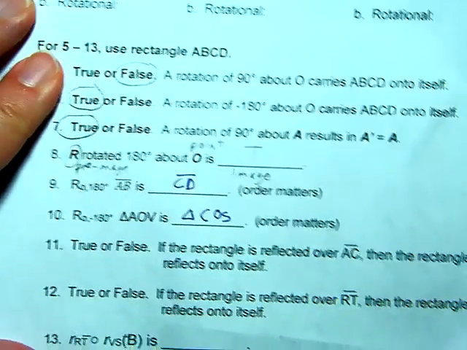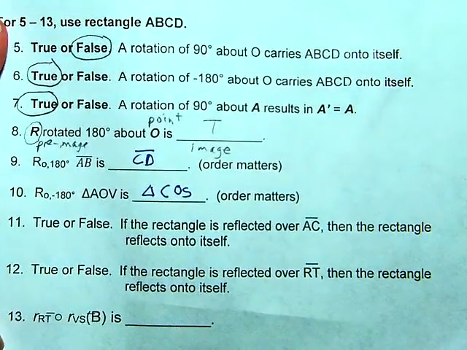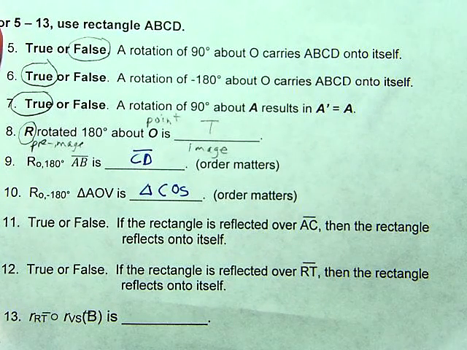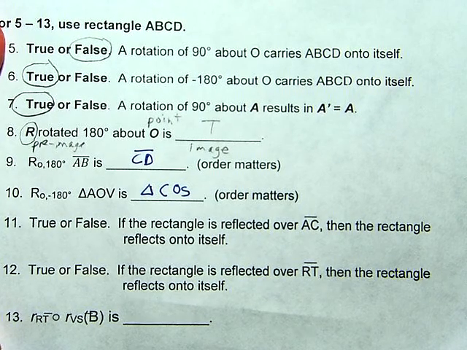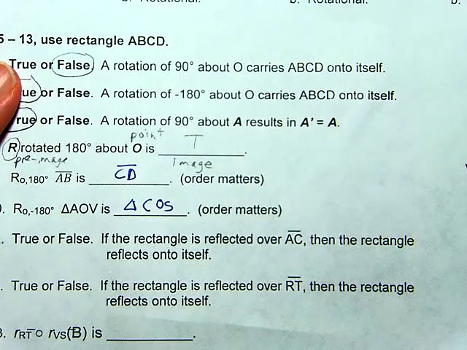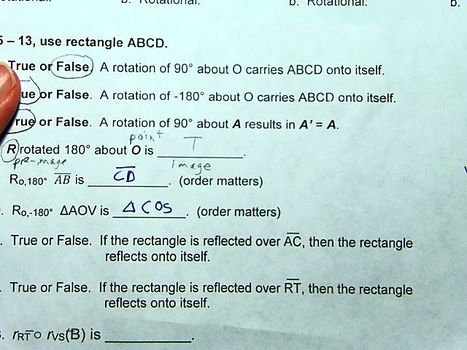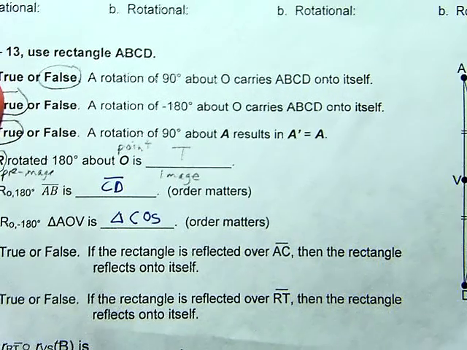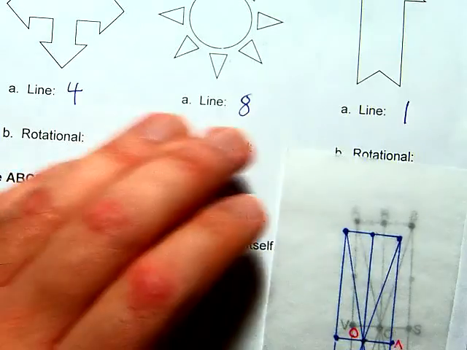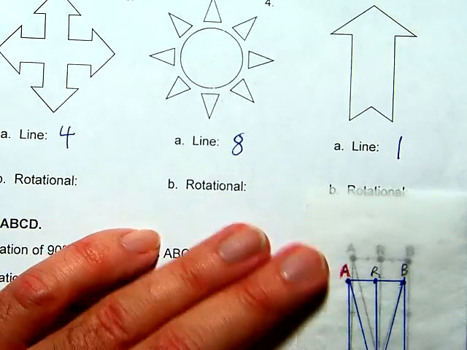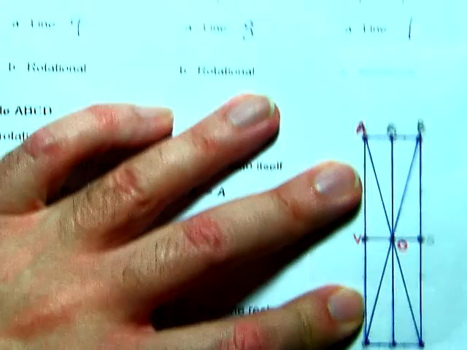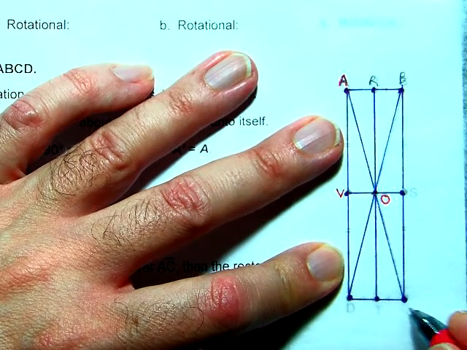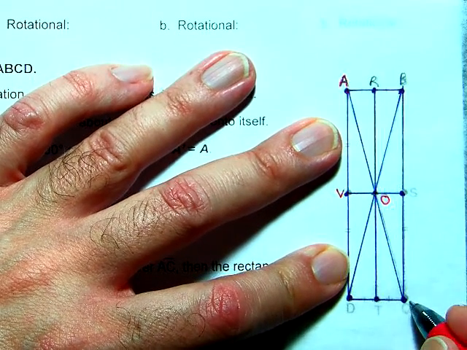Now we have two other questions here, and these are about reflections. These are sort of memory questions. The purpose for these questions is just to make sure you didn't forget about reflections. If the rectangle is reflected over line segment AC, then the rectangle reflects onto itself. Well, that should be an easy one by now. Let's make sure we label A and C. I'll put them both in red ink so we can remember which line is line AC.